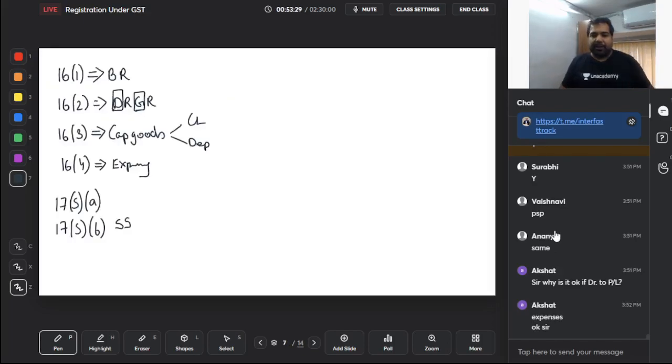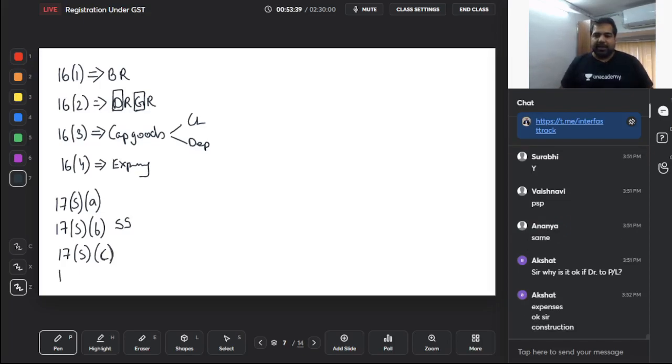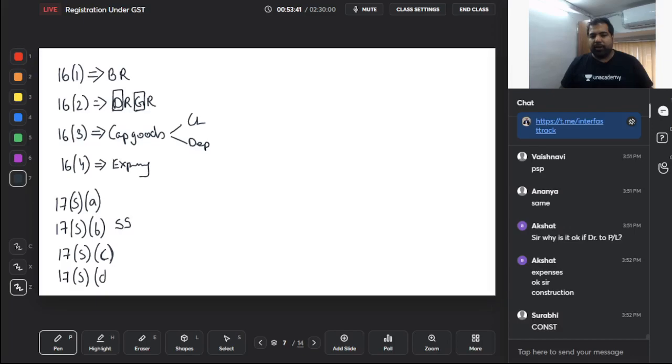Alright, so that is 17(5)(c). C is for what, guys? Any guesses? What is the shortcut for C? C is construction. Next, guys, let's do 17(5)(d). You already know it. It's very simple. It's the same like C. Watch out.